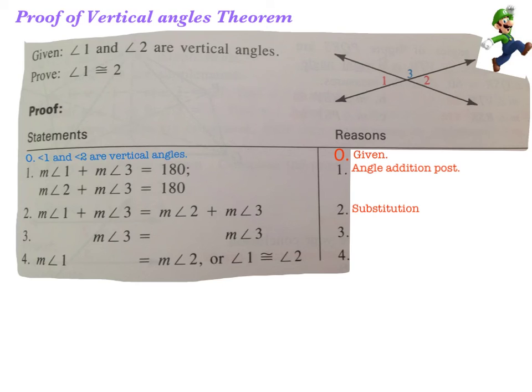Next, for step 3, they said the measure of angle 3 is equal to the measure of angle 3. Something is equal to itself. That's the reflexive property. Reflexive property.